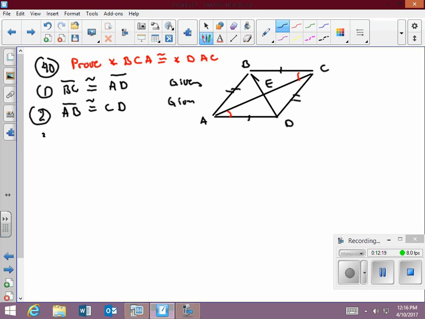So in order to do that, you're saying what? Line AC is congruent to line CA, reflexive. Do you need to put the E in the middle? No. Does the E matter? No. The line would be just the endpoints. Okay.